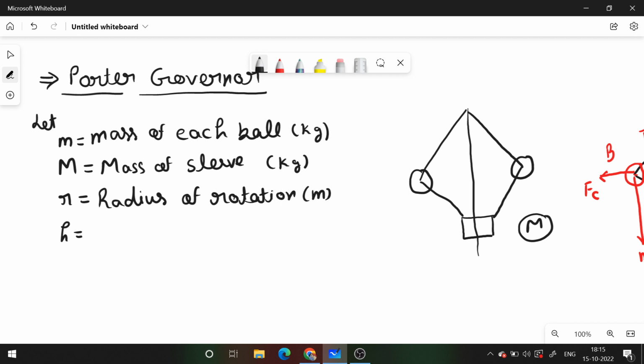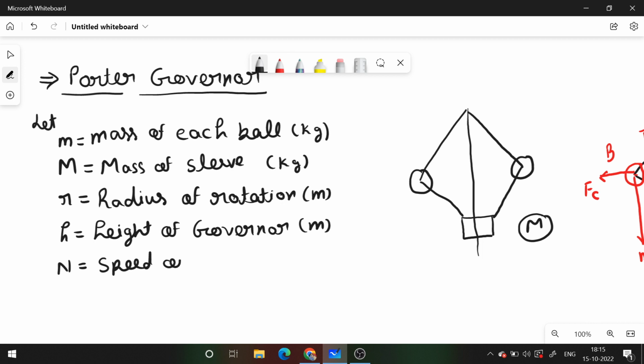Small h is the height of governor in meters. Capital N is the speed of the governor, the equilibrium speed of governor in rotations per minute.